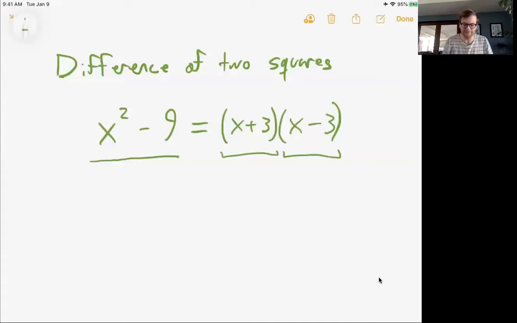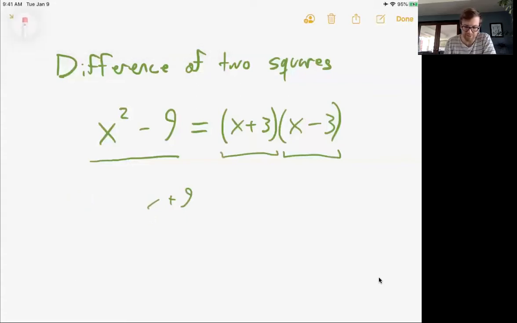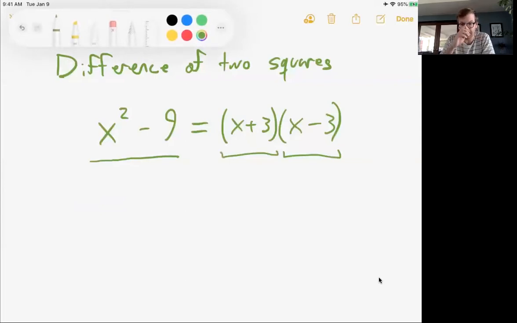So there's not like an x squared plus 3x plus 9. There was no middle term to this problem, right? We'll look at why that is in just a second. But for some people, when they see that middle term gone and they don't think of difference of two squares, they're like, wait a second, how am I supposed to factor this? I don't have that middle term. So anyways, this is how you do that.